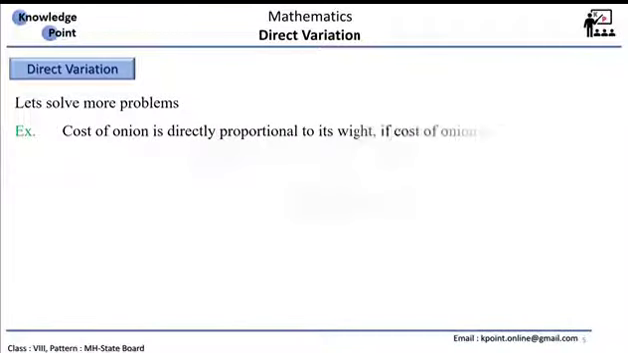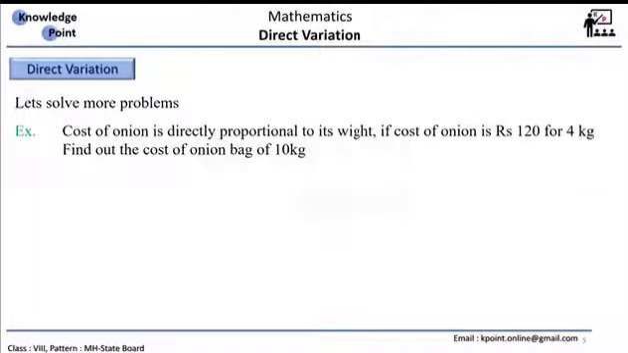to understand it more clearly, let's have one word problem. The cost of onion is directly proportional to its weight. If the cost of onion is rupees 120 for 4 kg, find out the cost of an onion bag of 10 kg. So after reading this problem, we got certain information, and the most important information here is the cost of onion is directly proportional to the weight.